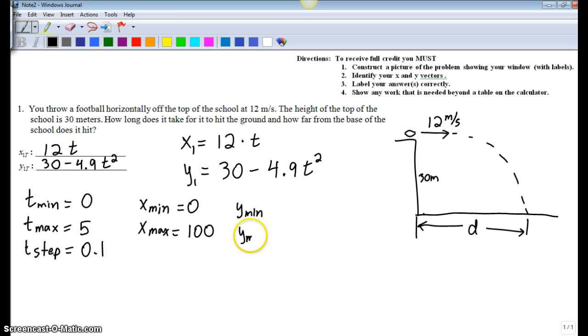And then our y min, y max. Here y is our vertical distance above ground, so we're going to start at 0 for the window anyways. Then we start the problem 30 meters above ground, and we shoot horizontally. We throw the football horizontally. So we know that we'll never get above 30 meters, so we'll make our y max 30.